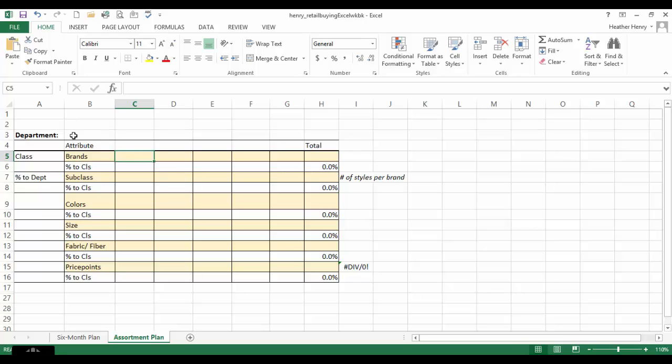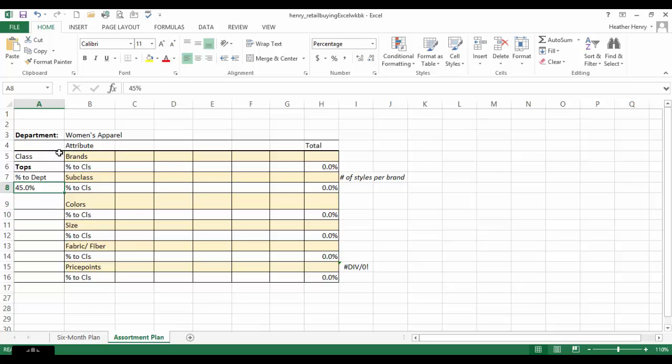So first off, my department is women's apparel. The class I'm analyzing is women's tops. So I need to represent the percent to the department that the tops represents. So the women's tops, after going through the Tilly's store, looks to represent about 45% of the total women's apparel department.